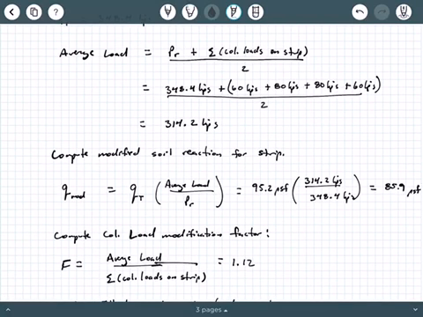Now, the next thing we need to do is compute what's called a column load modification factor. We're going to use this factor and multiply each of our actual column loads by this number. We get this number by saying the average load that we calculated a few steps above, that's 314.2 kips, divided by the sum of the column loads on that strip. So that's 60 plus 60 plus 80 plus 80, all in the denominator. When you punch that through for our problem, you get 1.12.